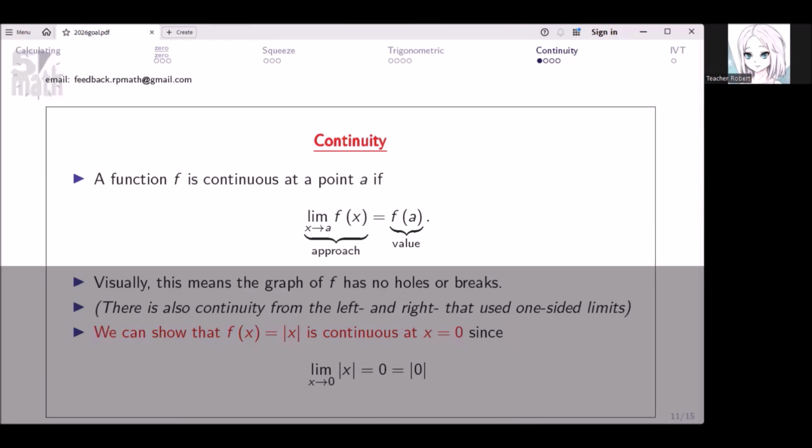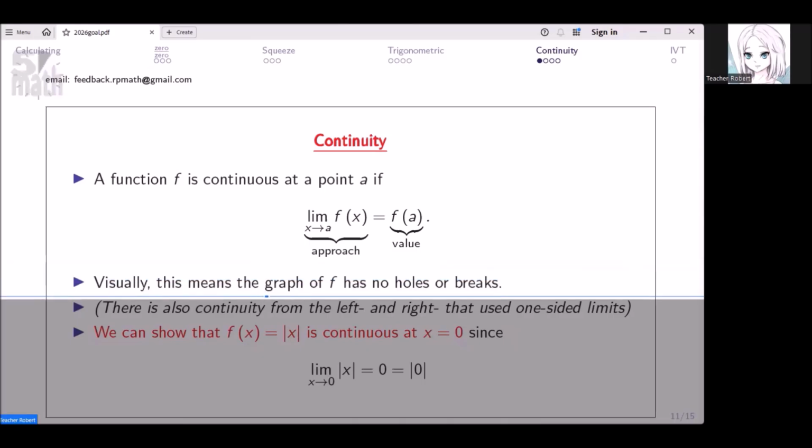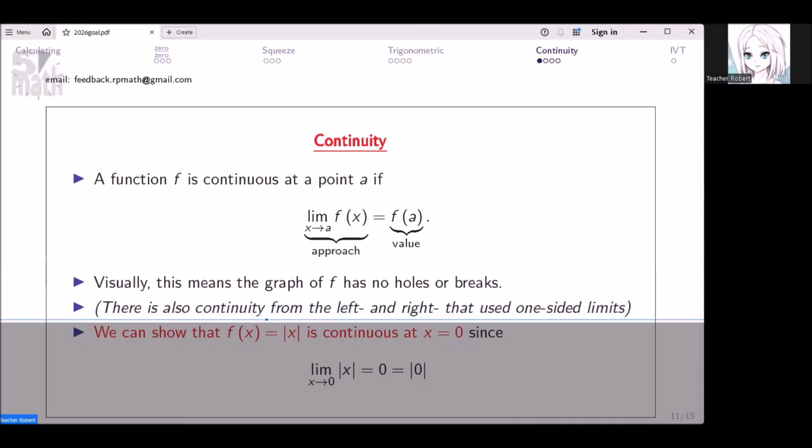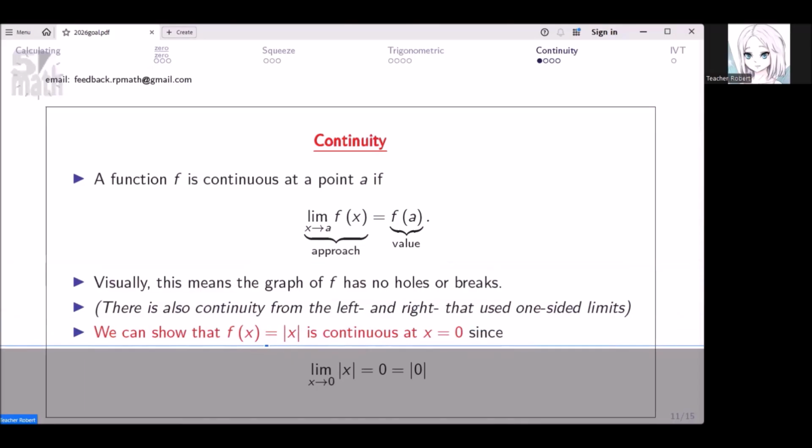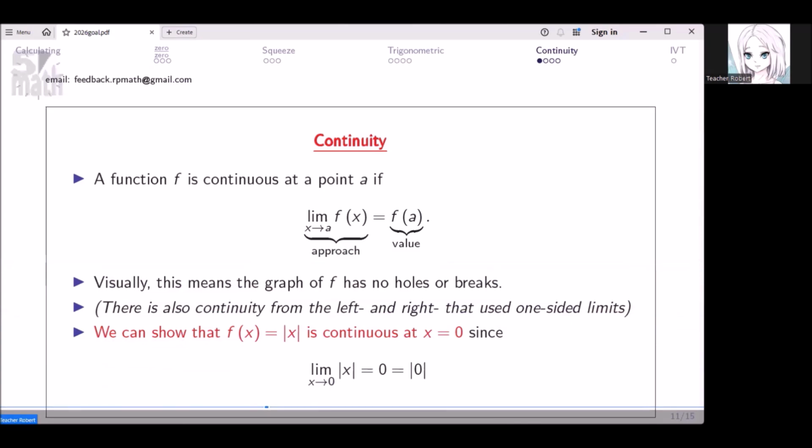Continuity. A function f is continuous at a point a if limit as x approaches a of f of x equals f of a. Visually, this means the graph of f has no holes or breaks. There's also continuity from the left and right that used one-sided limits. We can show that f of x equals absolute value x is continuous at x equals 0, since limit as x approaches 0 of absolute value x equals 0 equals absolute value 0.